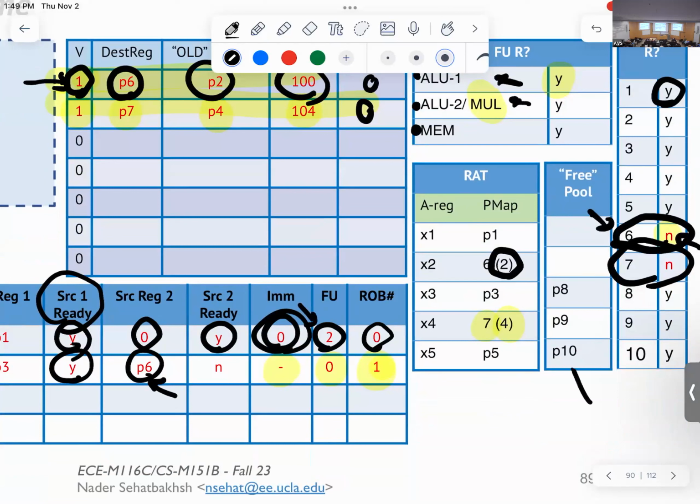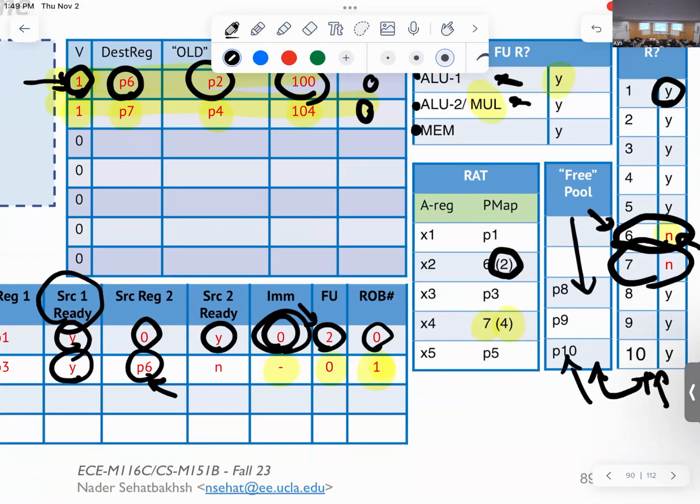Is this saying which register is available to have things stored in it? Yes. The difference between these two tables is that this one just says which registers haven't been mapped to anything. This one says whether there's available data that we can use.